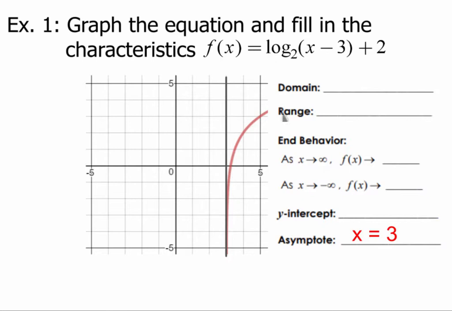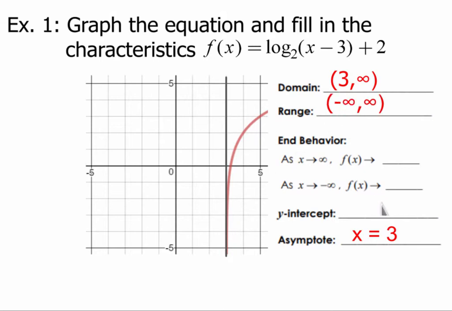So for our domain, range, end behavior, and our y-intercept. For our domain, it's going forever to the right, but on the left-hand side, it's going towards 3 without ever actually getting there. So our domain is from 3 to infinity. And notice that 3 gets a parenthesis instead of a bracket because it never actually touches 3, it just gets close to 3.